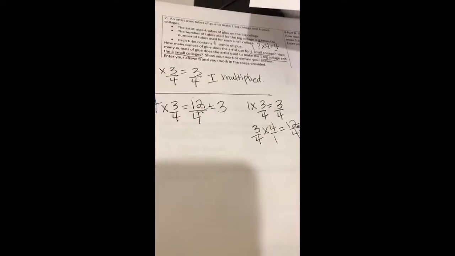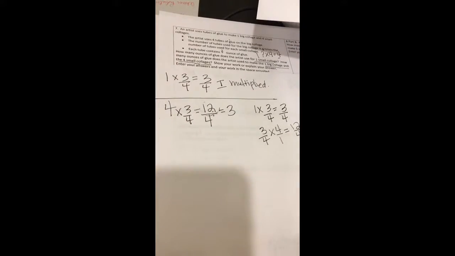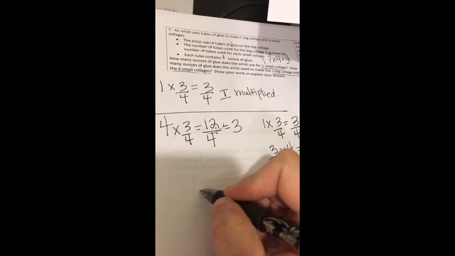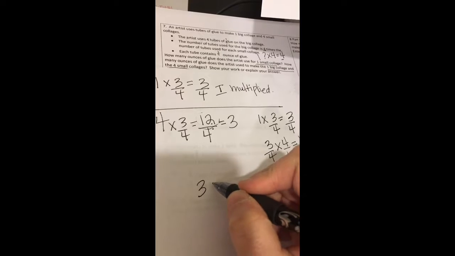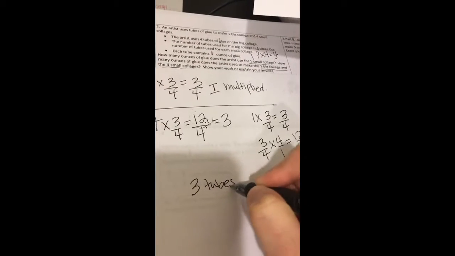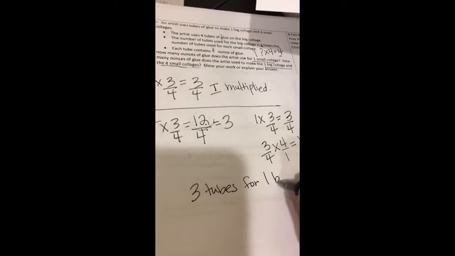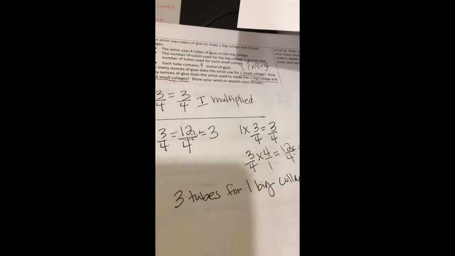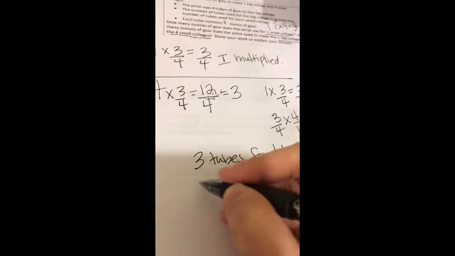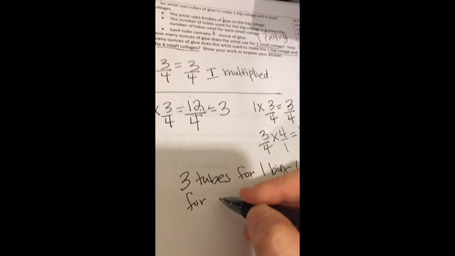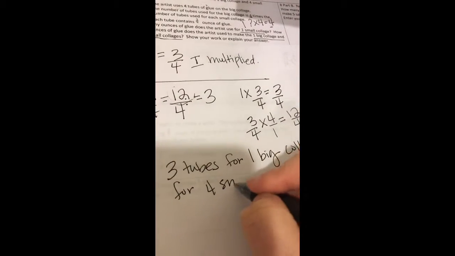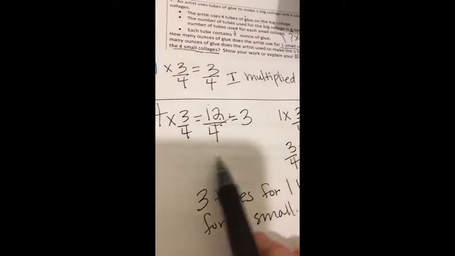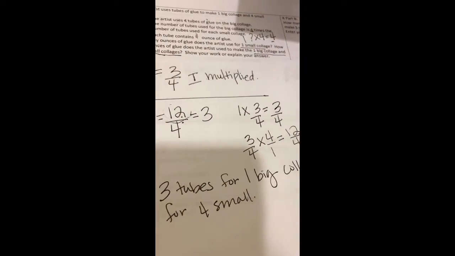So what they would need would be 3 tubes for one big collage. And 3 tubes for 4 small. So he would just have to explain exactly how he found that work.